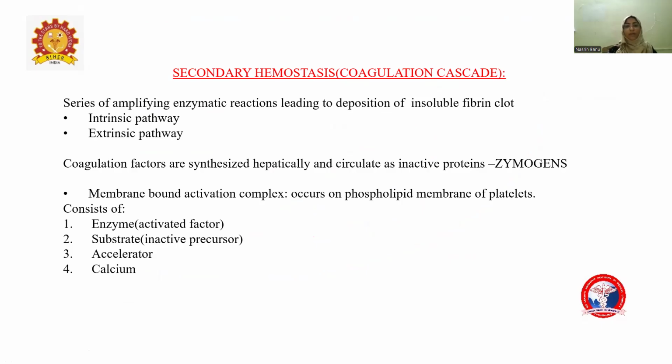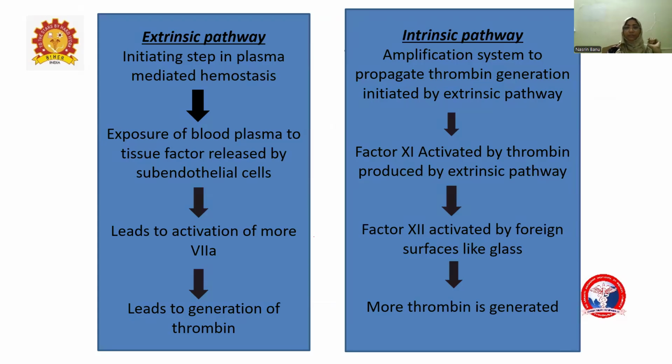There will be a series of amplifying enzymatic reactions leading to deposition of an insoluble fibrin clot that will result in the activation of the intrinsic and extrinsic pathway. Coagulation factors are synthesized hepatically, that is, they are synthesized in the liver and they circulate as inactivated proteins known as zymogens. The membrane-bound activation complexes assemble on the phospholipid membranes of the platelets. All of this consists of the activated factor, that is the enzyme, a substrate, that is the inactivated precursor, an accelerator, and the fourth is calcium.